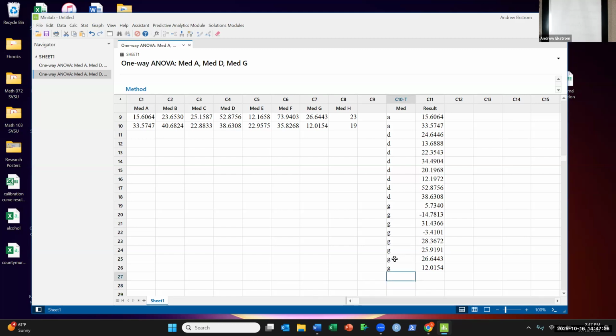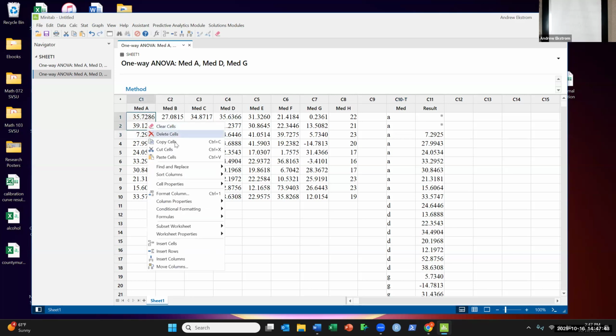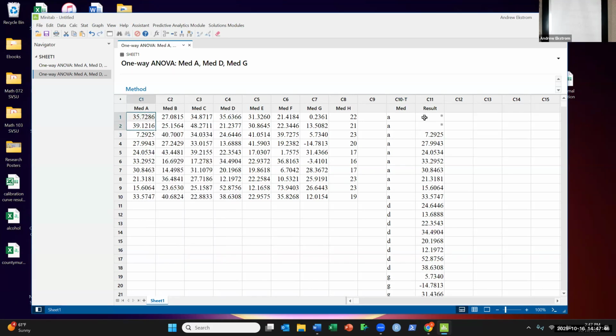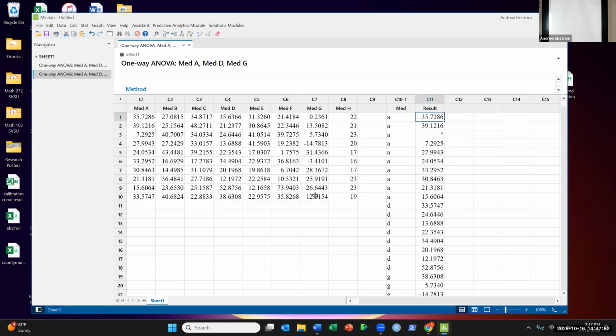That was almost fun and entertaining. But sometimes when you have data, you actually have to spend time trying to get it into a format that the software will understand. And looks like a couple of the data points didn't even make it over. Let's see. So copy those. Replace the active cell. No, that's not. So again, some of the fun of dealing with this software.